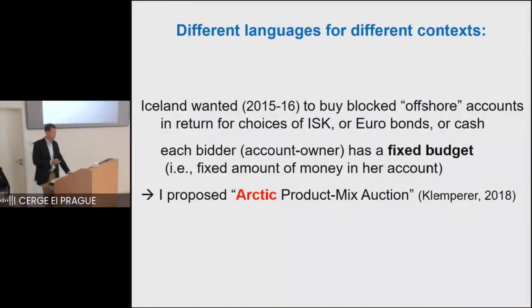So let's talk about Iceland. We wanted to unblock these accounts, and so there's a very important feature of the problem. If you have what was a blocked bank account, you have a certain amount of money in it. And if you're going to swap that for bonds, your budget is the amount of money in your account. So you have an absolutely hard budget constraint that really matters. So I therefore propose a different style of product mix auction. And with enormous wit, I called it an Arctic product mix auction, as opposed to the tropical variety, which is what I've been showing you so far.